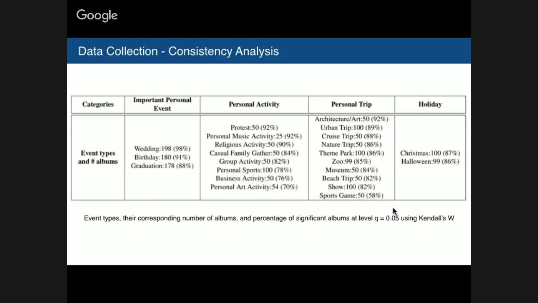Wait, so what's the 98%? 98% of the albums are significant when we do the significance test, at 0.05. You don't report here the actual average? Oh yeah, I can also add that picture here. Sure, I can also show that. The trend is that the actual score is really correlated to this percentage.